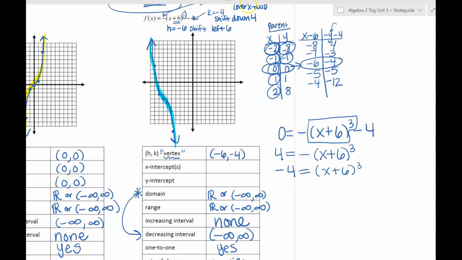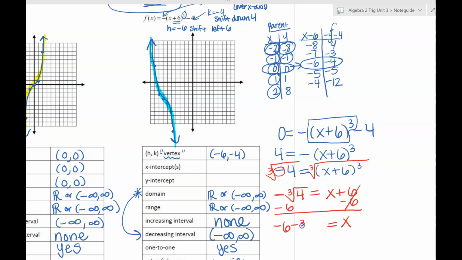Now, rather than taking a square root like we did with quadratics, we're going to take a cube root. And with a cube root, you should not be using plus or minus because cube roots include the sign. A cube root of a negative number will be a negative answer. Now, 4 is not a perfect cube, so we're just going to let it stay inside the cube root. And on the other side, we get x plus 6. And to get x alone, we will subtract 6, and we will have this expression that says x is -6 minus the cube root of 4. So that is our x-intercept.